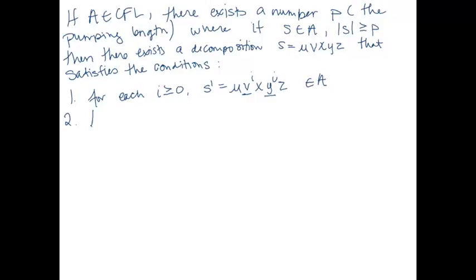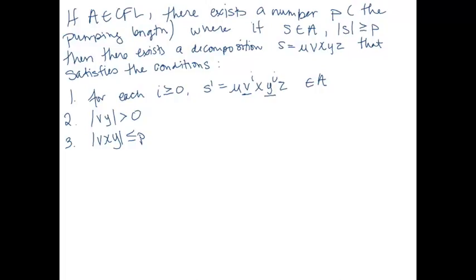Condition two, the length of vy has to be greater than 0. So v and y cannot both be epsilon. One or the other, or both, has to contain at least one character. Otherwise, this lemma is trivially true for everything. I can always assign v and y to be an empty substring, and then after pumping the string is still in the language, because it's the same string. And the third condition is that the middle chunk can't be too big. The middle chunk, vxy, has to be no bigger than P.